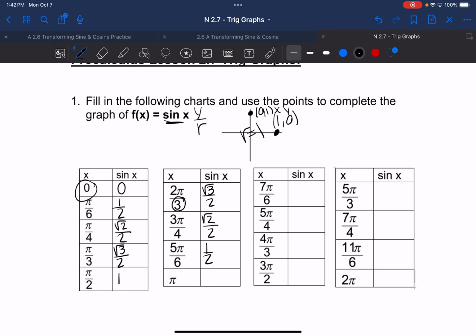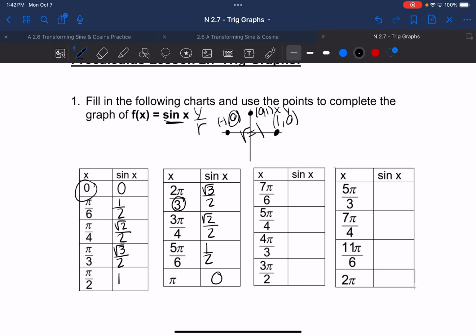All right, and then we've got pi. So pi, I either need to say, okay, I know that that's over on this side, but it's equivalent to 0. Or I can say, okay, I know what this point is. This point right here is -1, 0. Either way, the y value is 0, right? And 0 over 1 is 0.